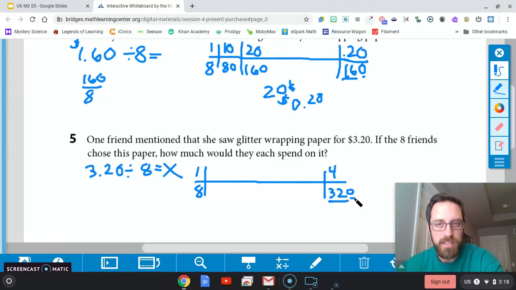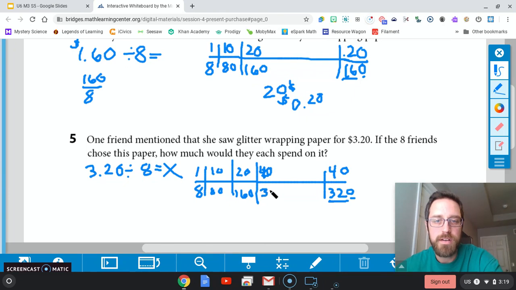I have one place value and I have 0. 4 times 8 is 32. So 8 times 40 would be 320. Or you could, again, make the jumps. 10 is 80. 20 would be 160. And if I double 20, that would get me 40. And 160 doubled is 320.